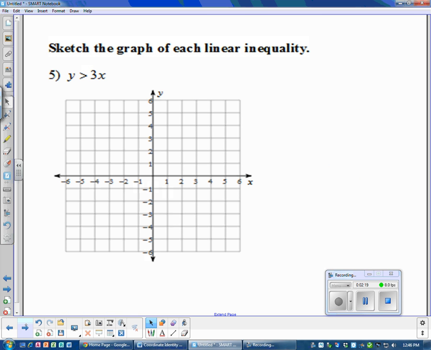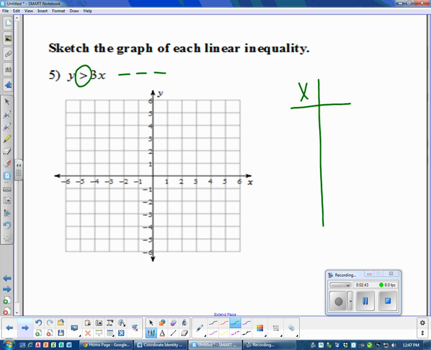On the inequalities, it says y is greater than or equal to 3x. Here again, I would set up my table. And looking at my inequality symbol, I see that it is going to be a dotted line because the inequality symbol does not have the equal sign underneath it. So I set up my table, X and Y. I plug in numbers, negative 2, negative 1, 0, 1, and 2.